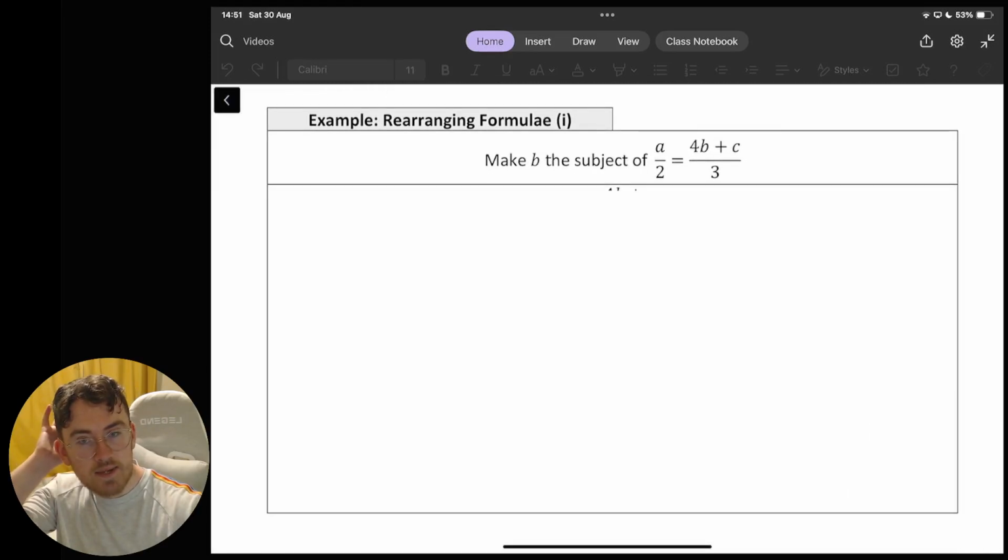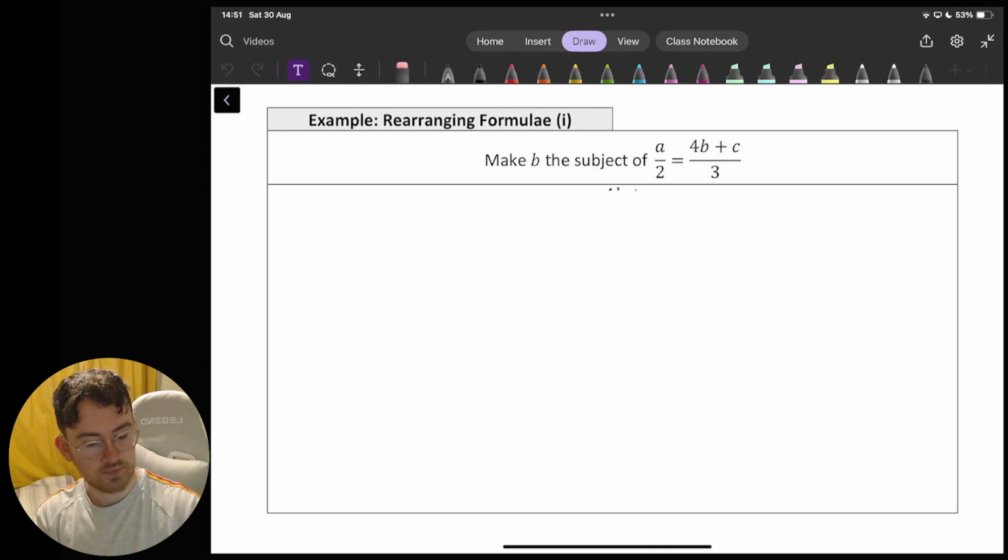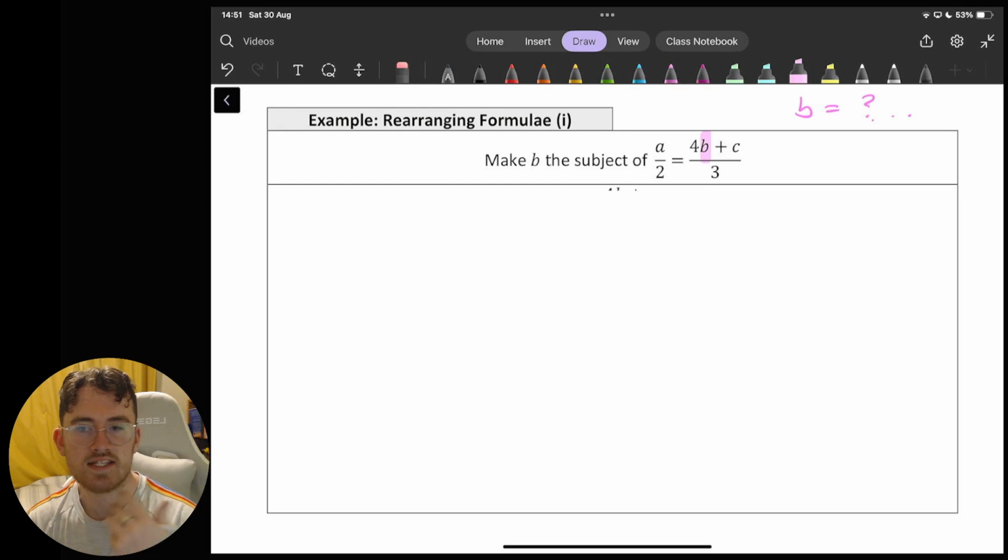So we want to make b the subject. What being the subject essentially means is being the center of attention. So we would like to end this question by having b equal to everything else. The first thing, as I said, is to highlight where b is for ourselves. b is there. So we're looking at what needs to be removed here.